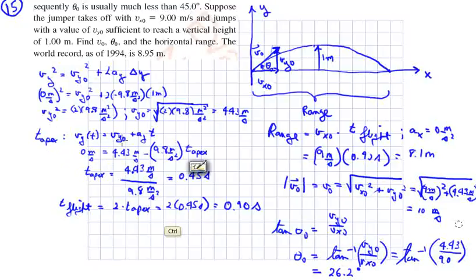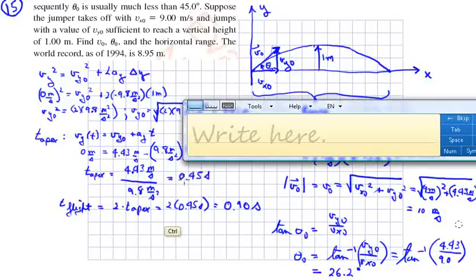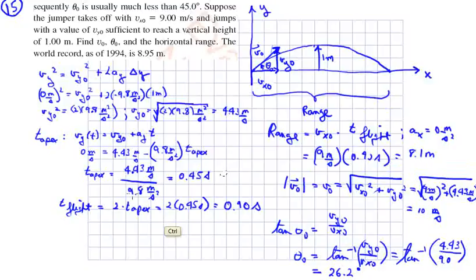vy of t is equal to vy naught plus ay t. At the apex, the y velocity is 0 meters per second. Initial y velocity 4.43 meters per second minus 9.8 meters per second squared times t. There's my y acceleration there, and I can solve that for t apex and conclude that the apex time is 4.43 meters per second divided by 9.8 meters per second squared, and that is 0.45 seconds. And then the flight time is twice that. 2 times 0.45 is 0.9 seconds.